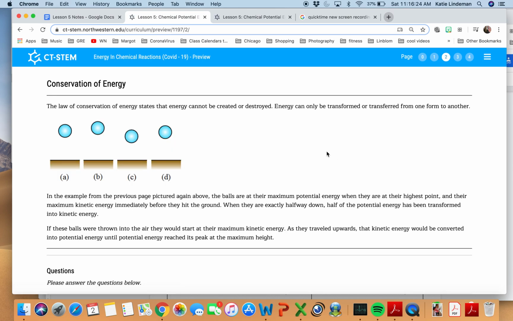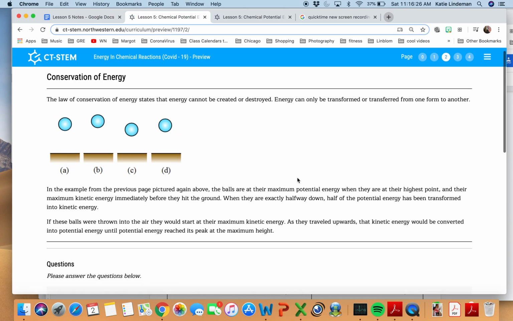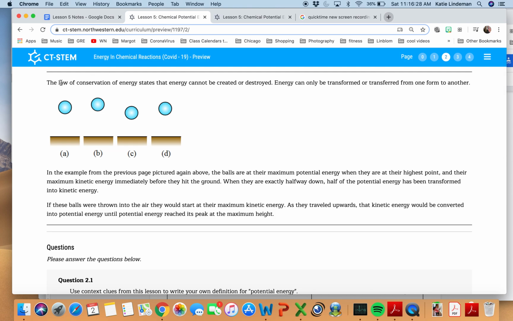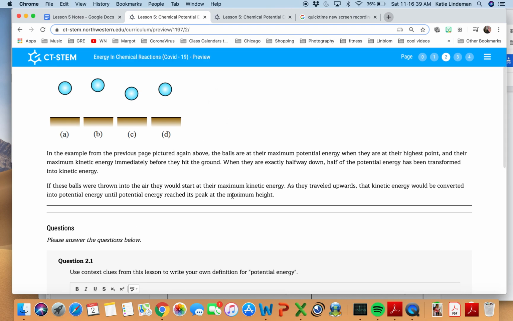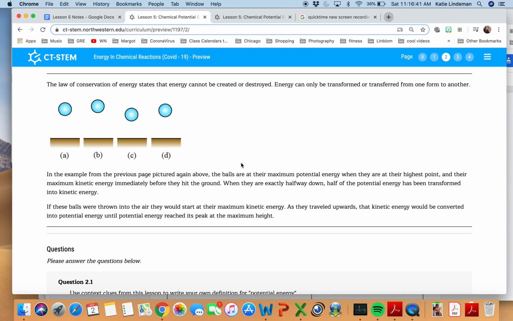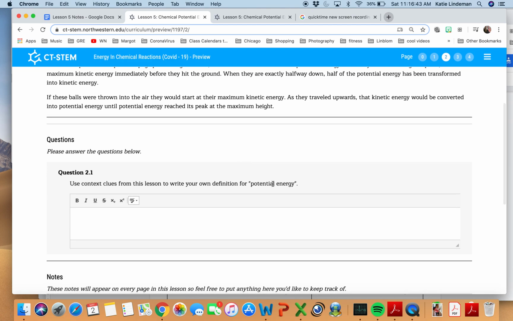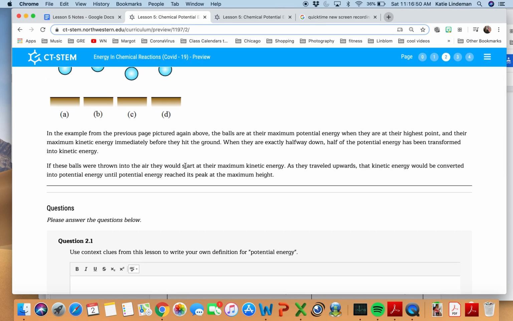Moving forward to the next page, you're given some more information. And again, we're reminded of the law of conservation of energy that basically just says energy cannot be created or destroyed. It always has to just transfer from one object to another. And so after reading this and after rethinking through this picture, we want you to come up with your own definition for potential energy. Okay, so just try your best here. Try to use context clues from this lesson.